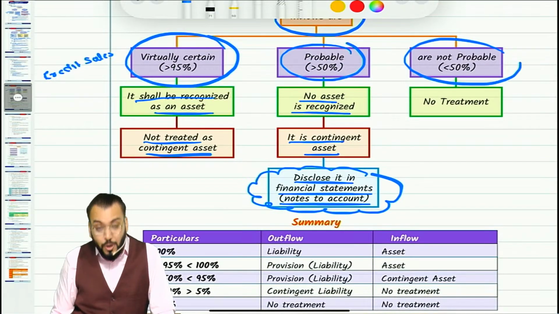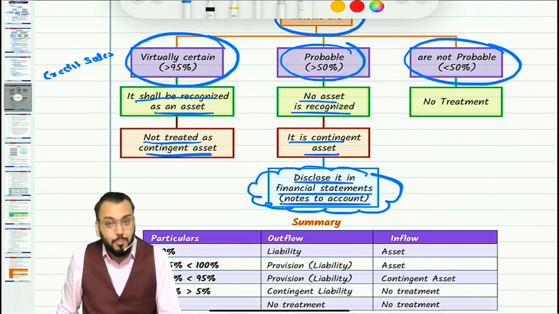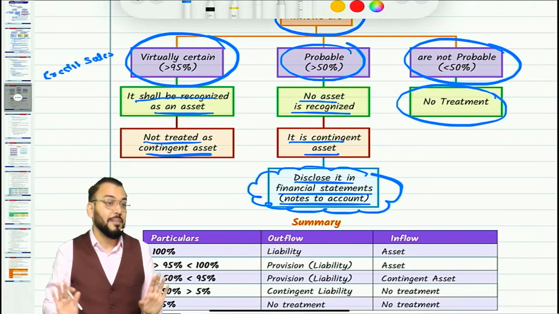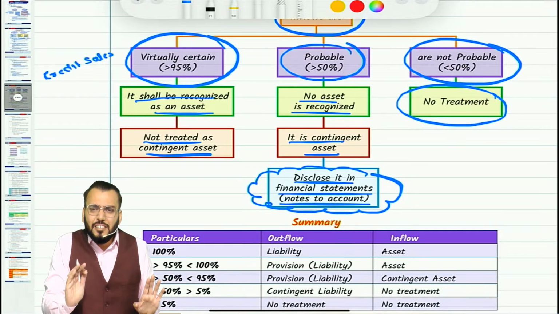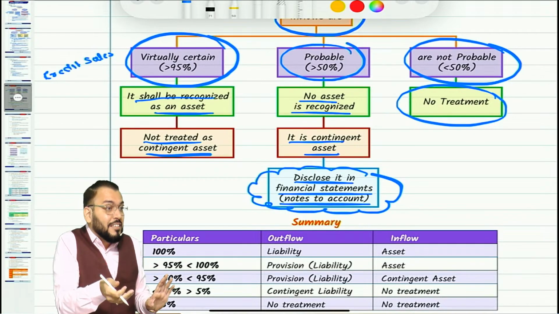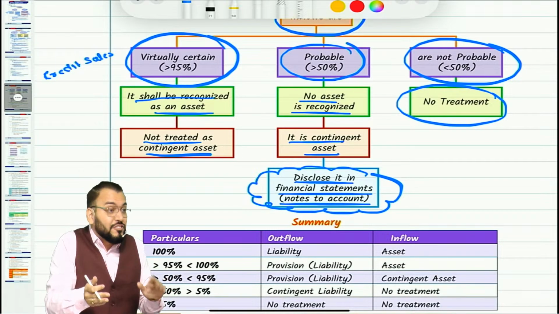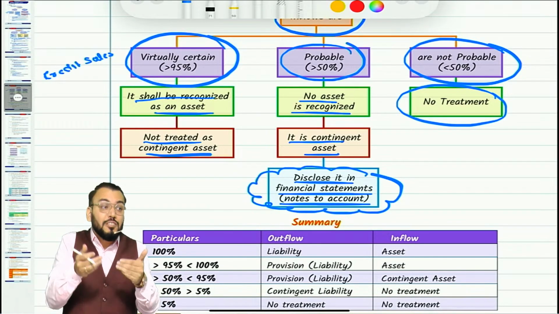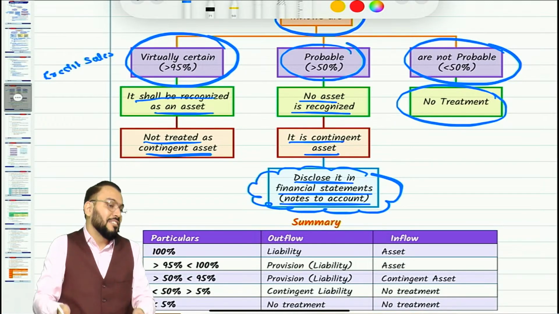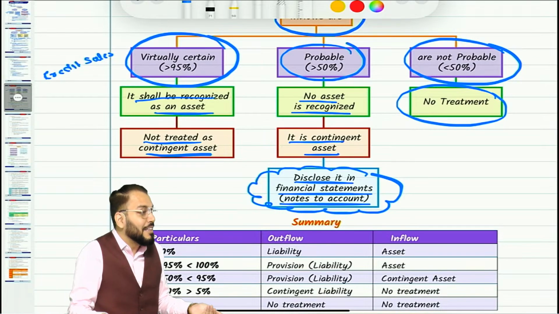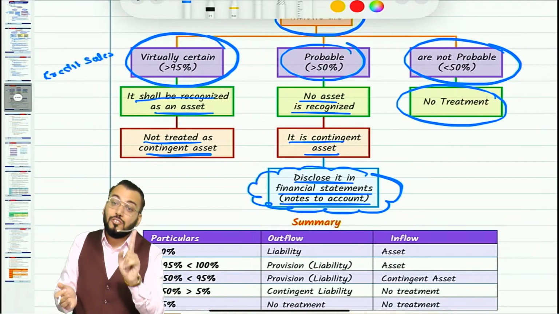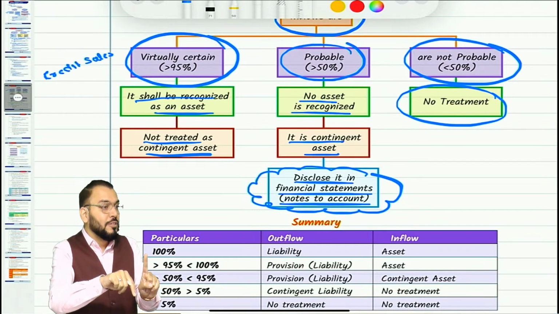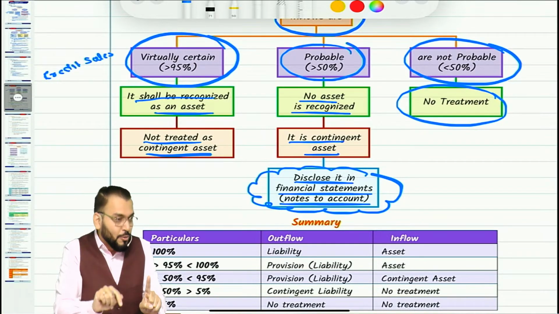Now, if inflows are not probable, when I am saying not probable, no treatment. Can I say Ind AS is more strict for the recognition and disclosure of an asset? We are strict for inflow. Inflow means conservatism. So we are strict for the recognition of inflow, and therefore it is nothing but the conservatism principle. But if it is not probable, then no treatment. And not probable will include remote also.